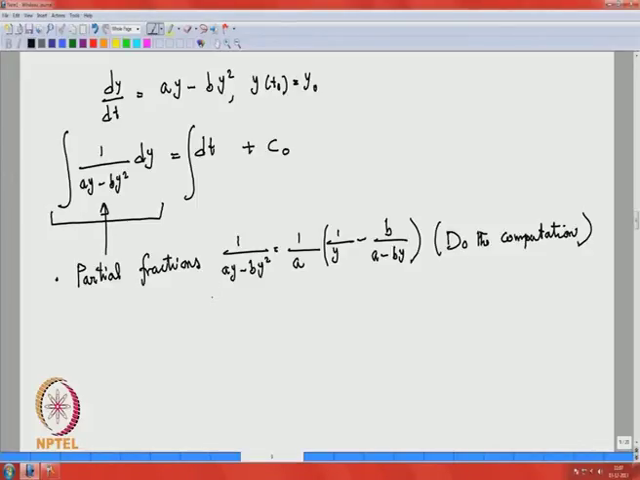Yeah. One minute Ram. It's fine. Okay, we will continue.